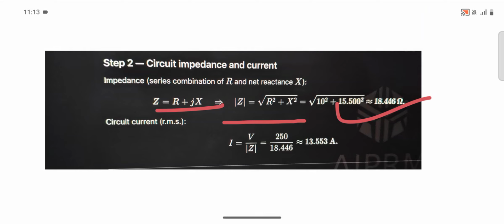And for circuit current, I is equal to V by R. Here resistance is replaced by impedance, the combination of resistance, capacitance, and inductance. So we will get current and circuit impedance.